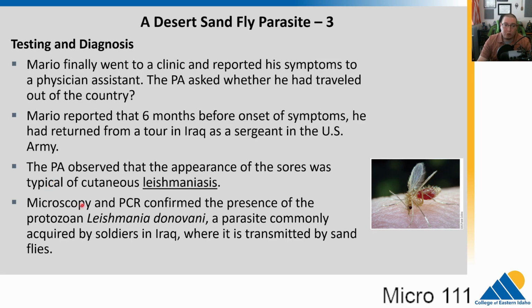They're going to do microscopy, which we will find is very important for diagnosing eukaryotic parasites. Because they're much bigger, we can see them much easier under the microscope, as well as a PCR to test for the presence of the protozoan Leishmania donovani. This parasite has commonly been acquired by soldiers in Iraq, and it is transmitted by these sand flies. We will notice that there are several of these eukaryotic parasites that are transmitted by what we call insect vectors or arthropod vectors. These are things like flies that take blood meals from organisms, and in the process, they often tend to move these parasites from one individual to another.